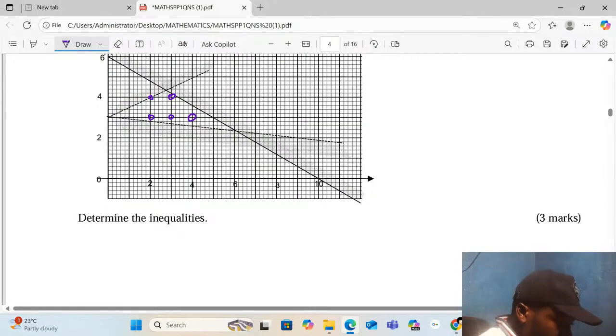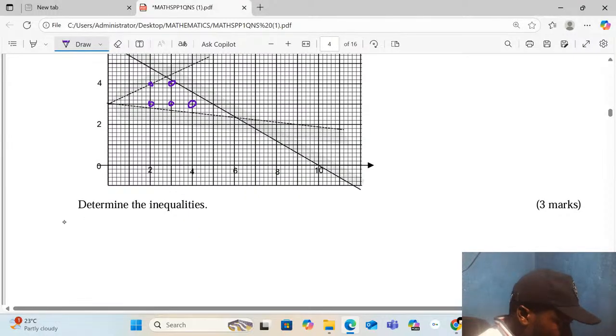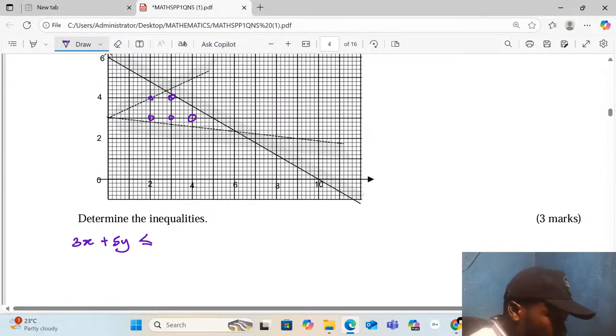So that means when you take one of the given points, you're going to have 3x plus 5y less than or equal to. Now, less than or equal to comes in when we have a continuous line. When we have a continuous line, that means your inequality should be either greater than or equal to, or less than or equal to. So it will be less than or equal to 30. That one will be our first inequality.